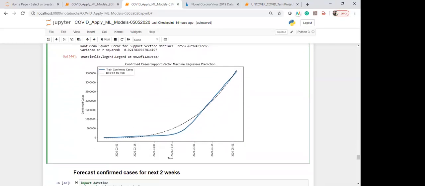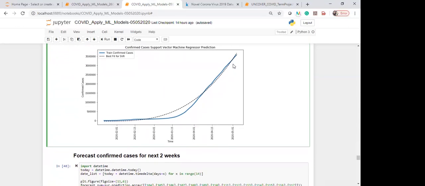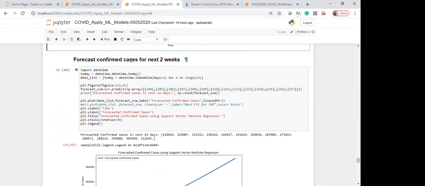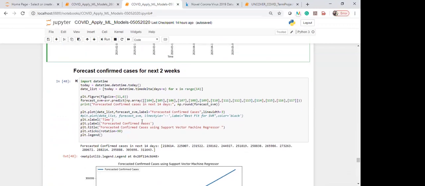And this is the prediction line, which is better than any one that I tried earlier. And so this is the forecasting after I train.